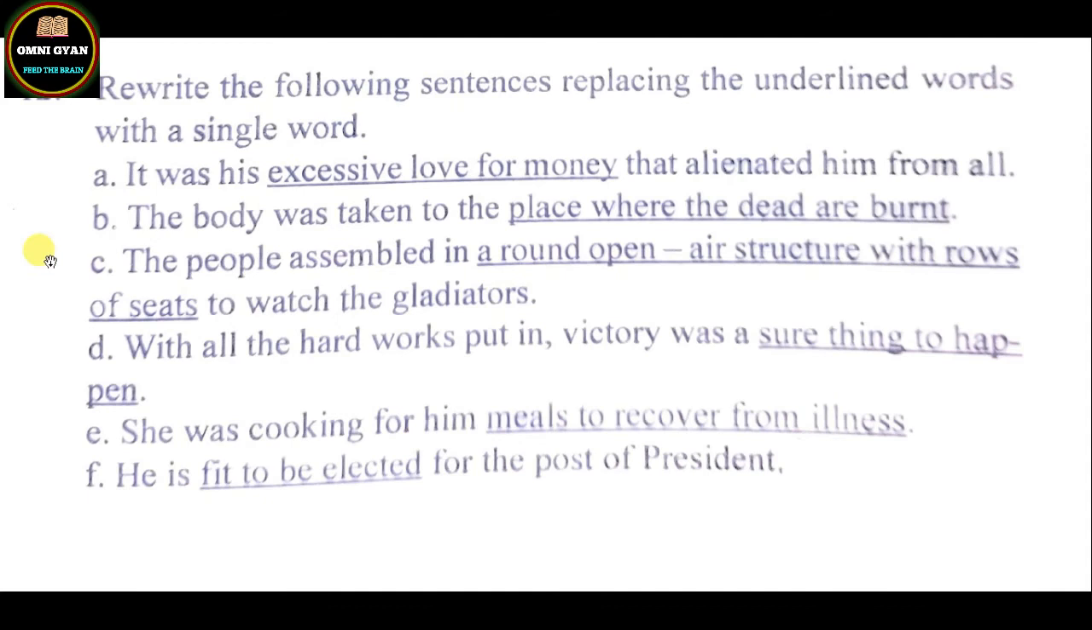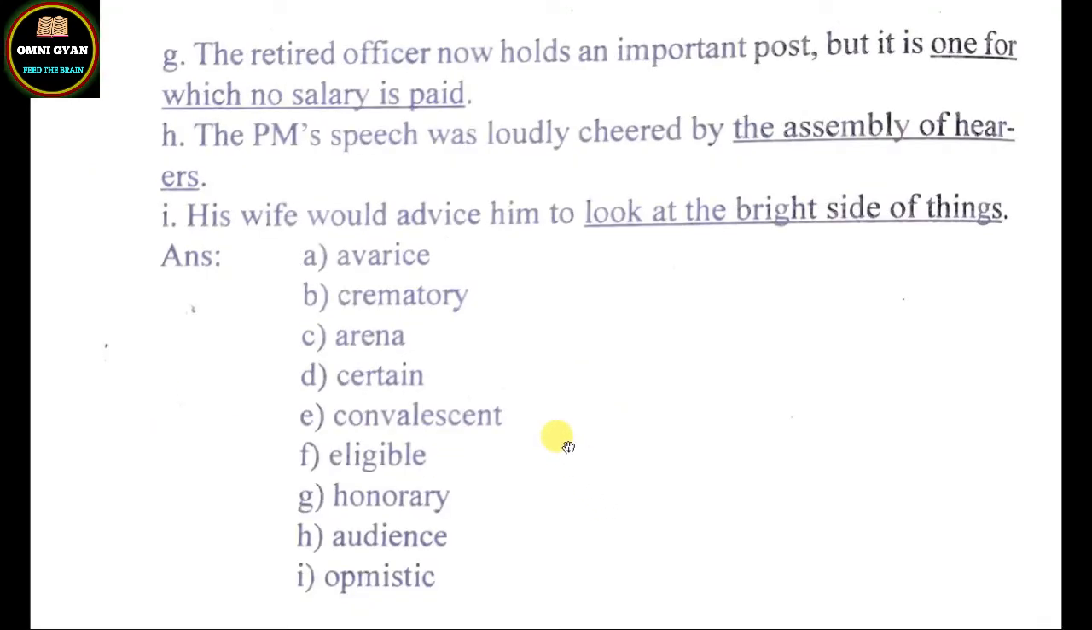Okay, I hope you have written the questions. Let us discuss the answers now. So excessive love. Oh, I'm sorry, there are more questions. The retired officer now holds an important post, but it is one for which no salary is paid. So a post for which salary is not paid. So what is that post called? We'll learn that. The PM's speech was loudly cheered by the assembly of hearers. Okay, so by the assembly of hearers. I think you already know now the assembly of hearers.